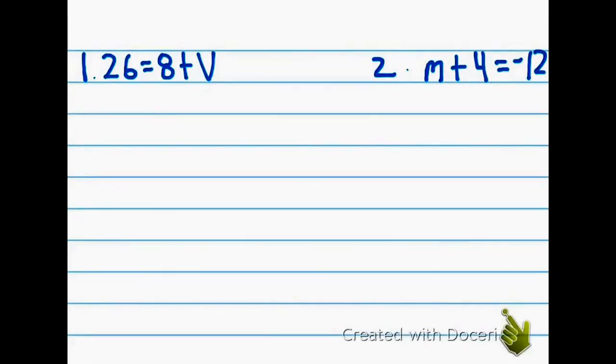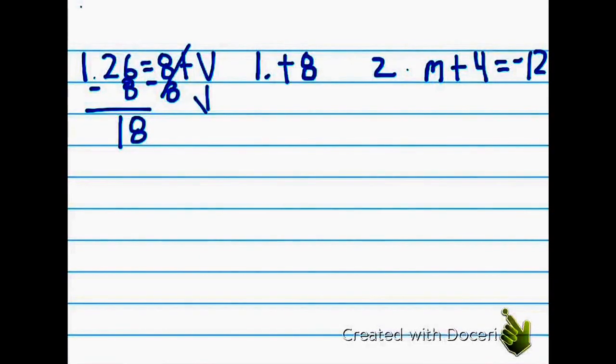For number 1, we're solving for v, which is our variable. Before we even solve the problem, I would write down what's happening to the v. So it's getting added by 8. Since this is a one-step problem, there's only going to be one step. Writing out what happens to your variable will be a lot more helpful when you go on to more advanced equations.